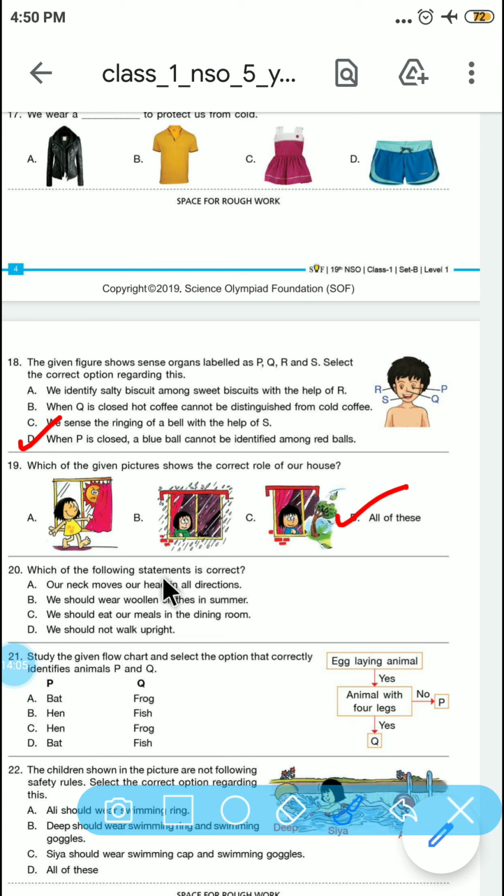Which of the following statements is correct? Our neck moves our head in all the direction. Is it possible? No. It can be moved at a certain angle in the direction left and right, not like in all the direction. We should wear woolen clothes in summer. No, it is also not correct. We should eat our meal in the dining room. Yes, it is correct.